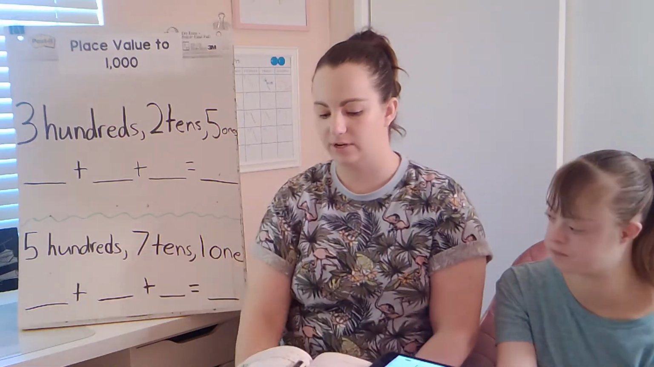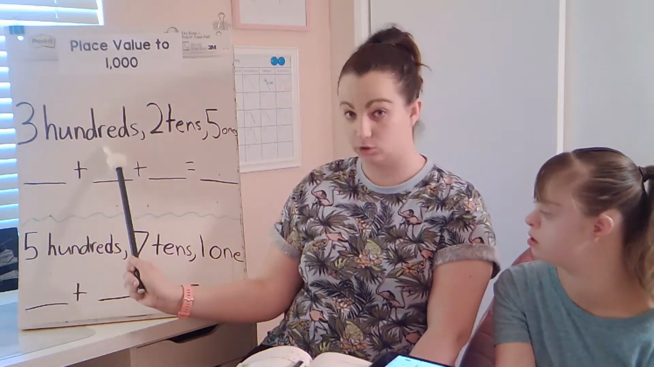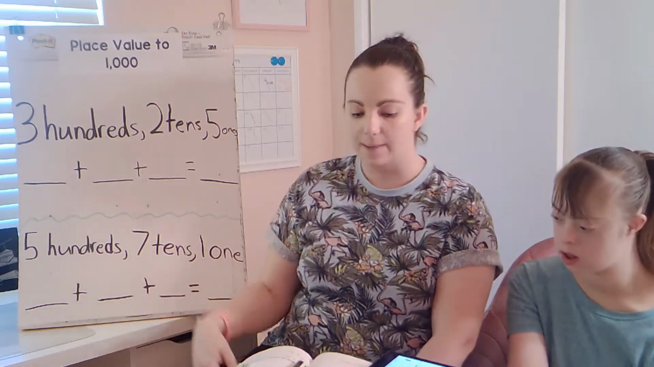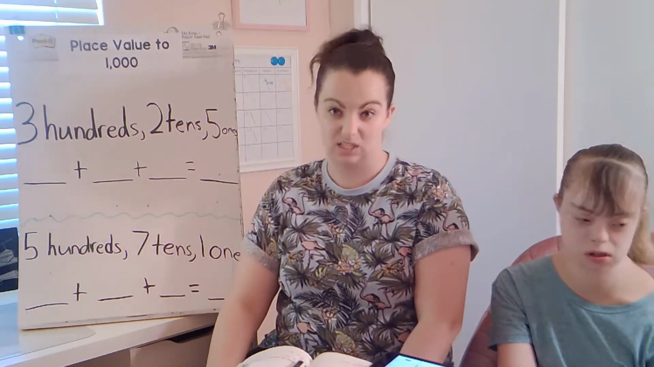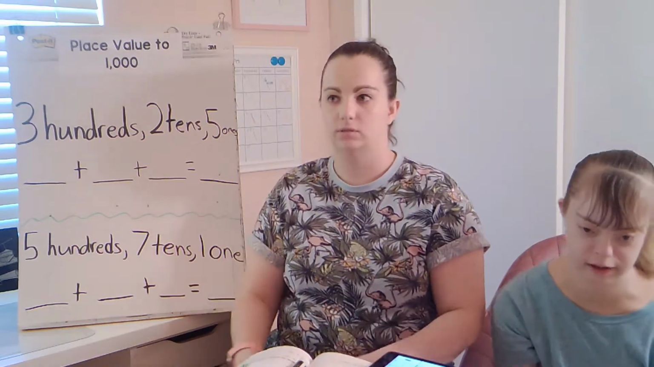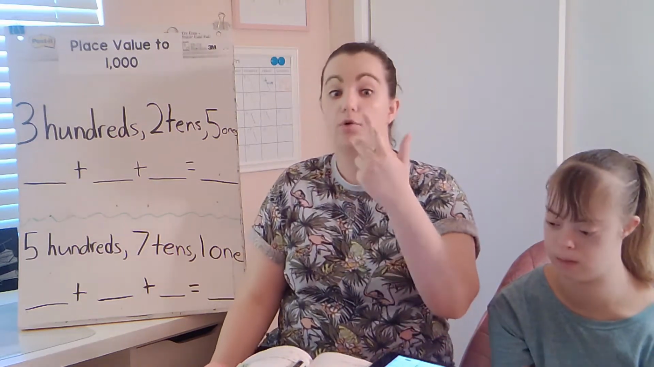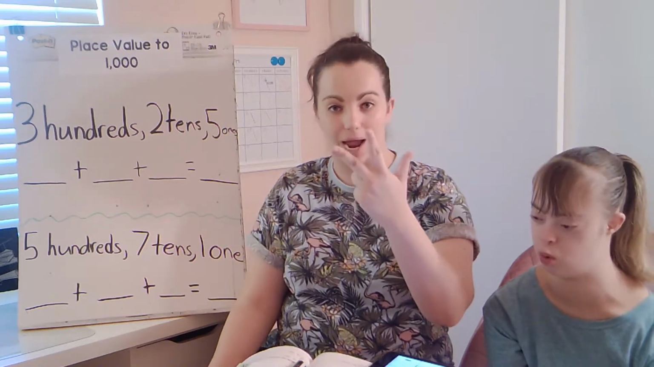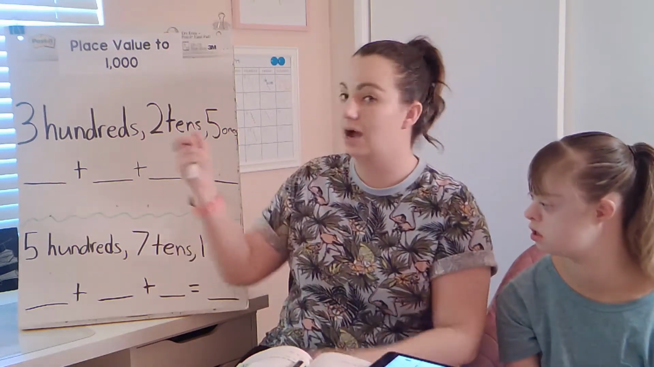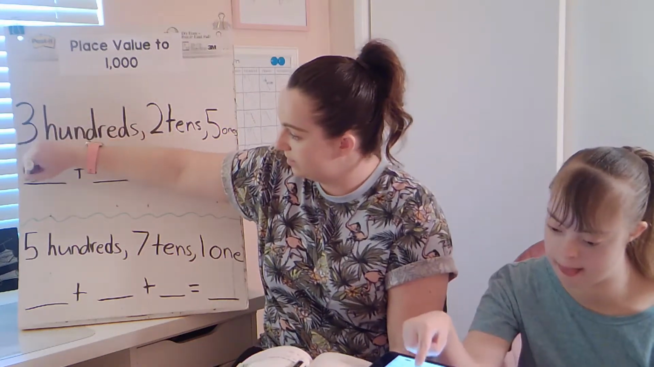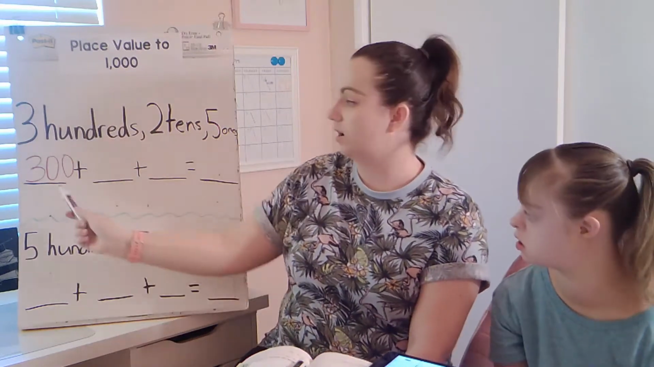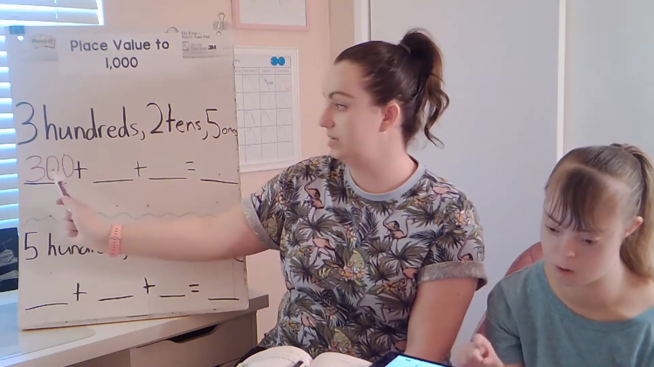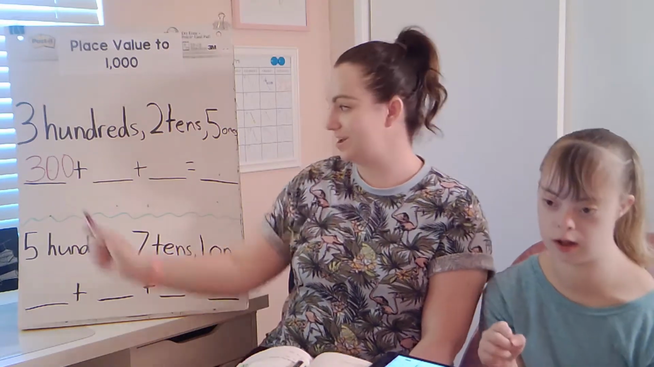So, it first says 3 hundreds. So on this first line, I'm going to write 3 hundreds. Like we practiced in the last lesson video, counting by hundreds, 100, 200, 300. So I would write the number 300 here. Good job. Remember, you show that 100 with 2 zeros. 300. Put it together. What'd you make? 300. Good.